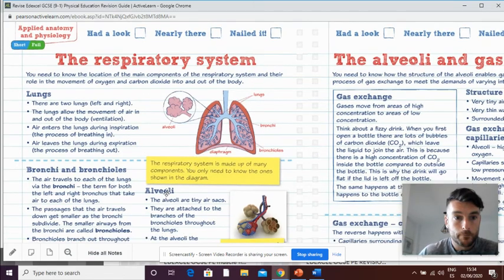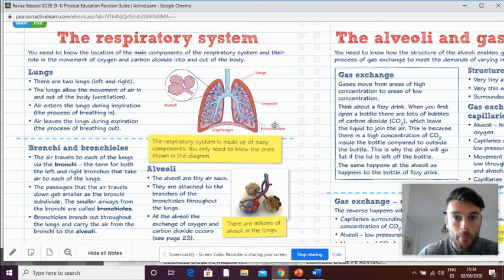Okay, next part you need to know. Bronchi and the bronchioles. The air travels to each of the lungs via the bronchi. Bronchi is the term for both the left and the right bronchus that take air to each of the lungs. The air passages that the air travels down get smaller as the bronchi subdivide. The smaller airways from the bronchi are called bronchioles. Bronchioles branch out throughout the lungs and carry the air from the bronchi to the alveoli.